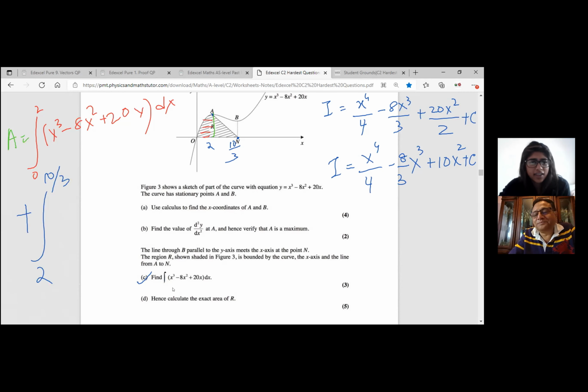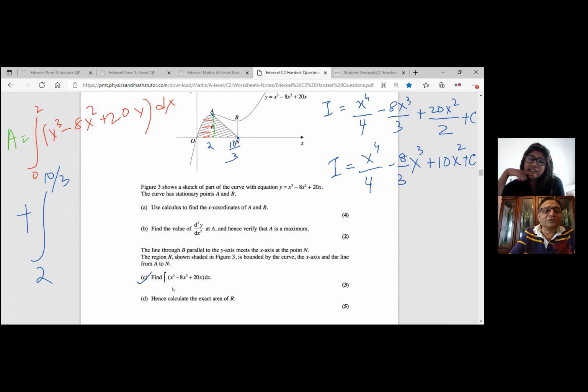Wait, when you find the area between 2 and 10 over 3, we're not using the integration formula, are we? Or are we? That's brilliant, because you're going to get all the area under the graph. What you could do, I will not suggest, but you could do, is use integration under the curve for the first part. Then the second part is just the triangle, half base into height, right?